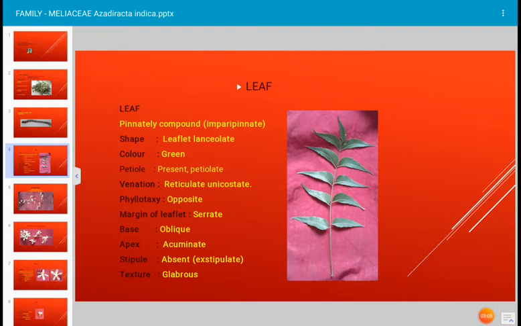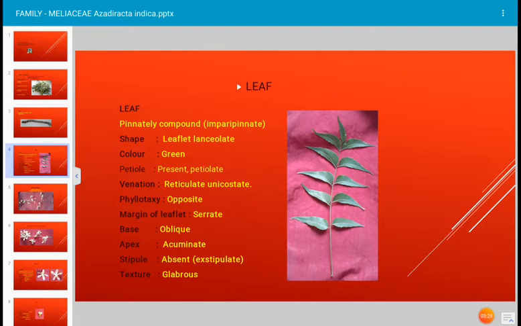And venation is reticulate unicostate. Uni means one. Only one costa is there. Main vein in the leaflet is only one. Hence it is unicostate. Reticulate, it is a network of veins. Reticulate unicostate type of venation occurs in leaflet of Azadirachta indica.